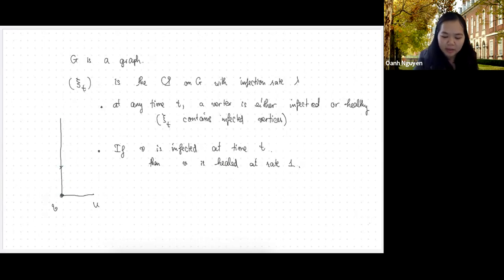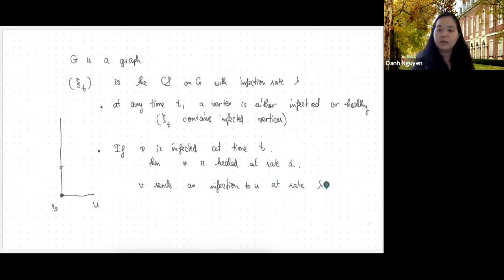And if V is still infected, it will send an infection to a neighbor U at rate lambda. Meaning there are arrows of infection, and these are a Poisson clock at rate lambda. And all of these Poisson clocks are independent. Okay, so that's the definition of the contact process. Are there any questions so far?